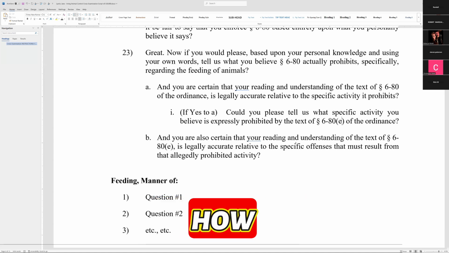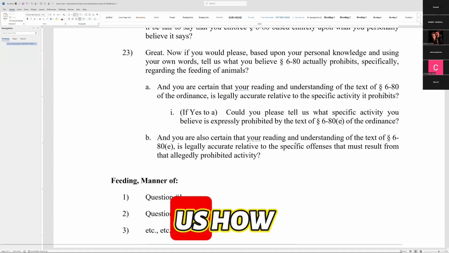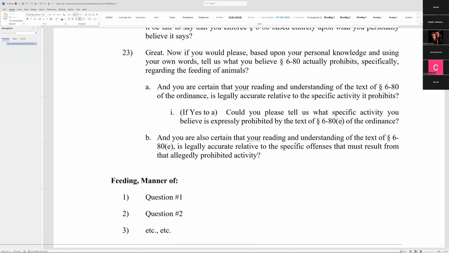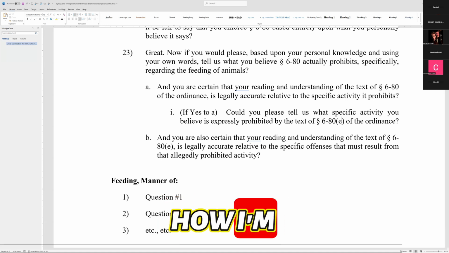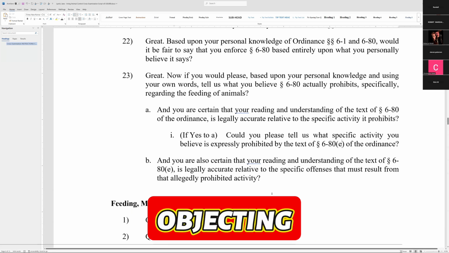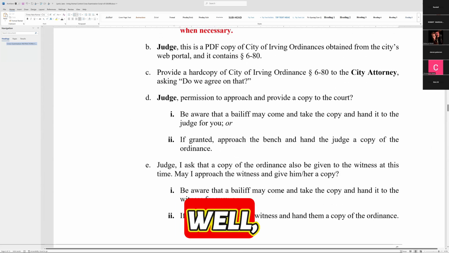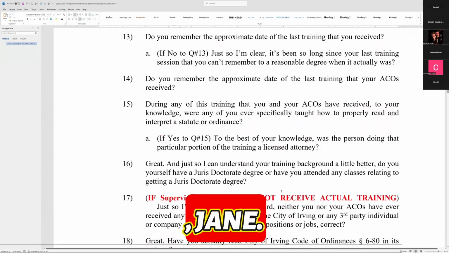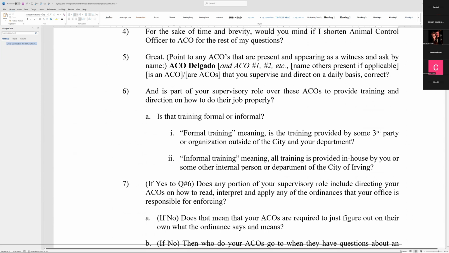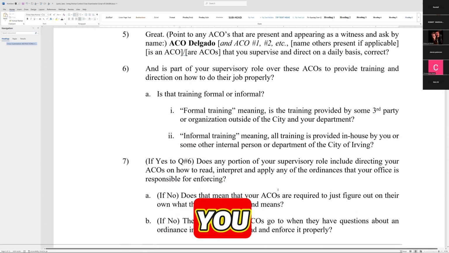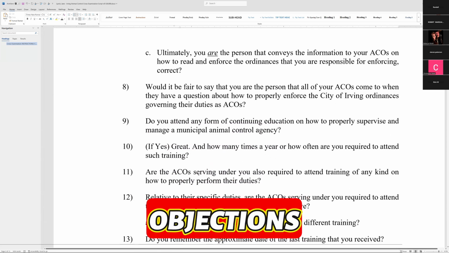Right. But okay, you already showed us how to get there, but I just wonder how I'm going to get there with the prosecutor objecting. Well, I've told you how to respond to their objections, Jane. Every single step I've shown you how to respond to their objections. Okay.